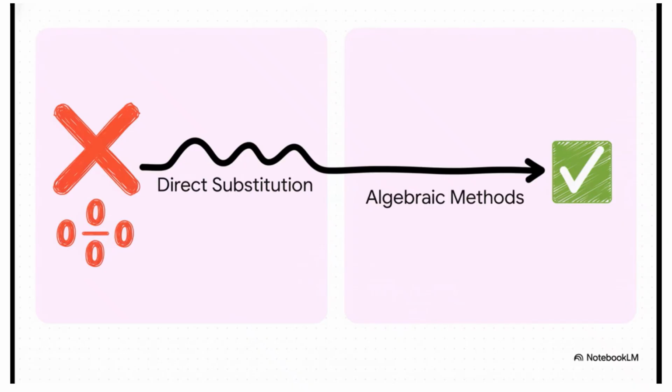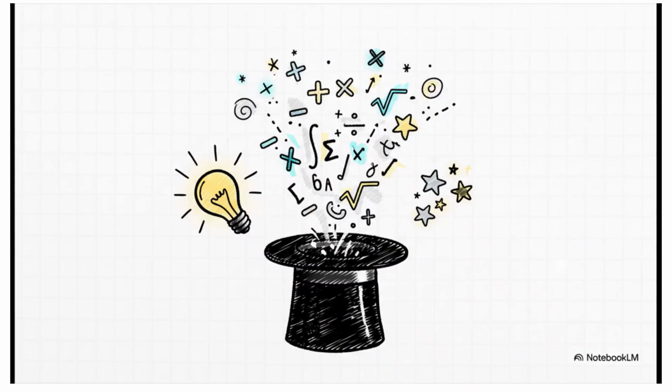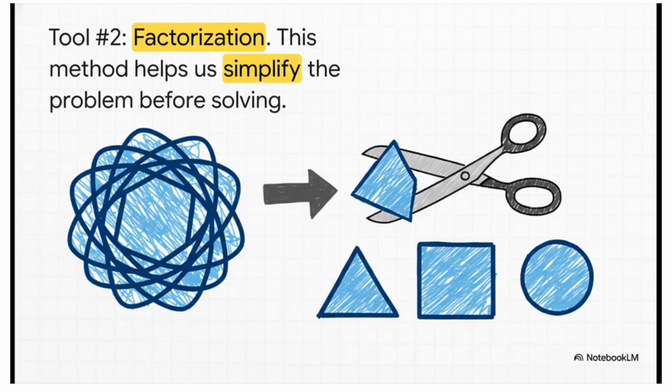But wait, let's go back to our first problem. Direct substitution totally failed us there, remember? We got undefined. So what now? Well, this is where we need to pull out some clever algebraic tricks. Time for our next tool, factorization. This is all about simplifying the problem before you solve it.